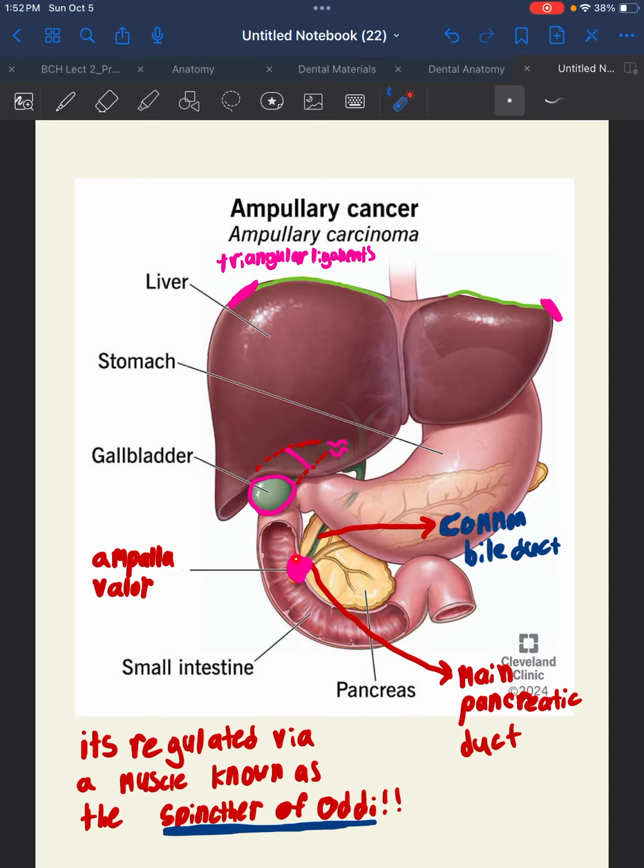And the point they meet is the ampulla of Vater, the opening is the duodenal papilla, and the muscle that controls the duodenal papilla is the sphincter of Oddi.